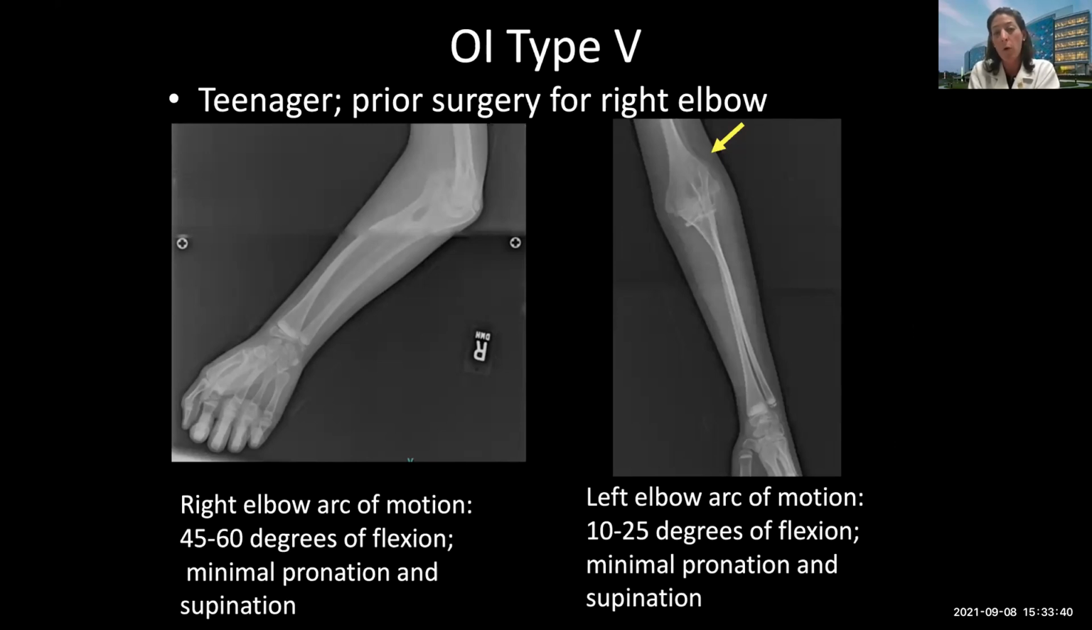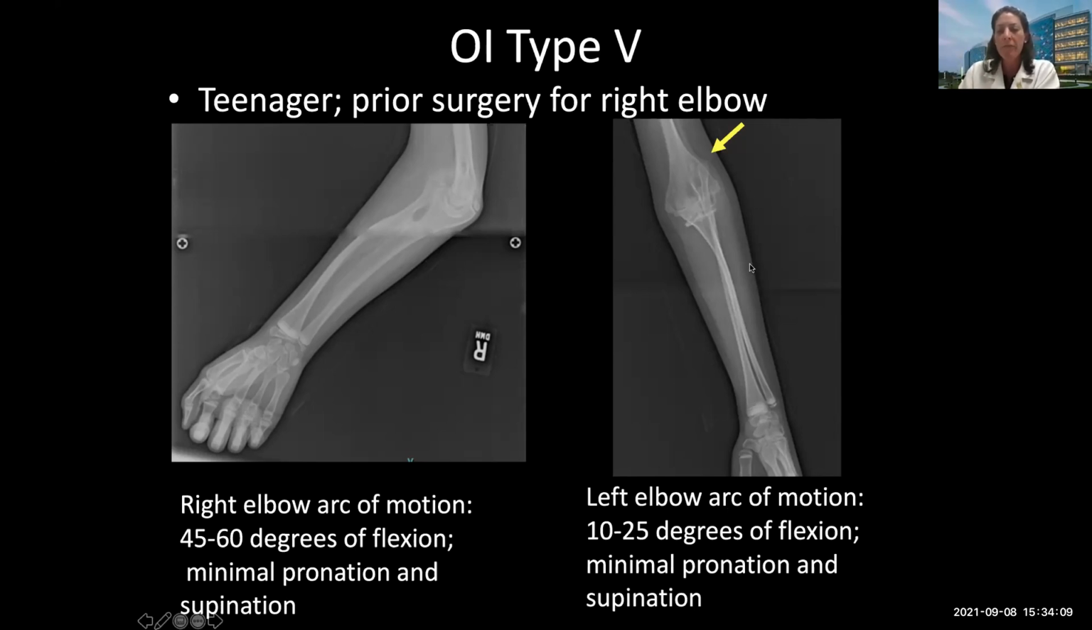This is one of our patients with type 5 OI, a teenager who had actually had prior surgery for the right elbow to try to resect the radial head and give more range of motion to the elbow. But unfortunately, that type of surgery in patients with type 5 OI tends not to have a lasting positive effect. On this right elbow side, the arc of motion is from about 45 to 60 degrees of flexion, very little ability to pronate or supinate the forearm.